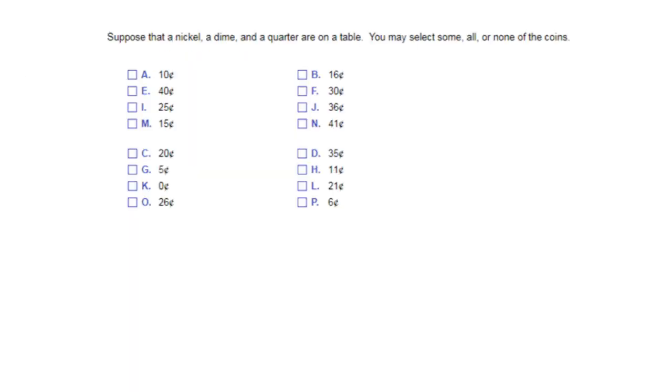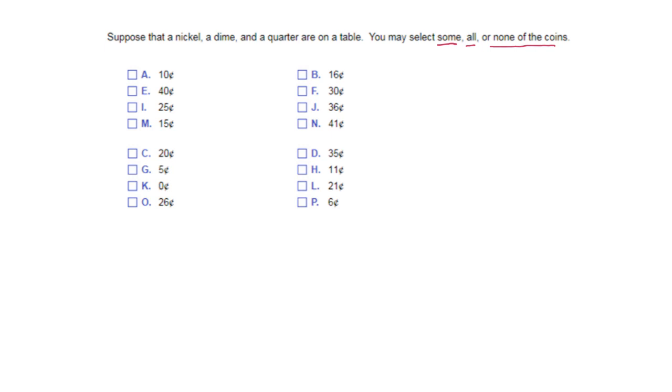We can make sets in a variety of ways, and we can take the elements in the sets and create different situations. So this is a great example of one using money. It says, suppose that a nickel, a dime, and a quarter are on the table. You may select some, all, or none of the coins. All right, so what they're asking you to do is to select which ones of these you are able to create. Remember, you only have one of each item.